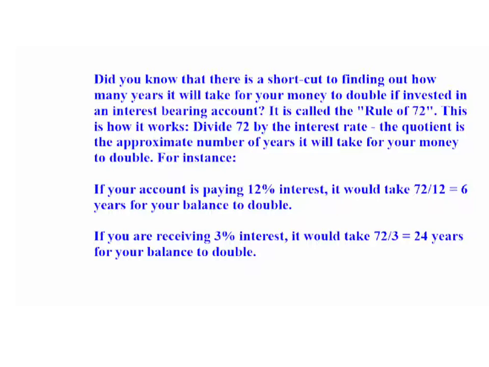a shortcut to finding out how many years it will take your money to double if it's invested in an interest-bearing account? It's called the Rule of 72. And this is how it works. If you divide 72 by the interest rate, the quotient is approximately the number of years it takes for your money to double. For instance, if your account is paying 12%, it would take 72 divided by 12, 6 years for it to double.